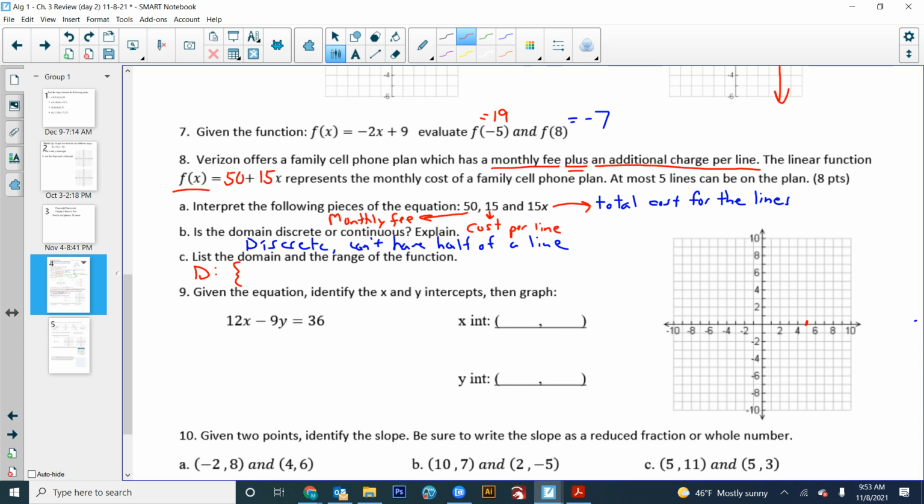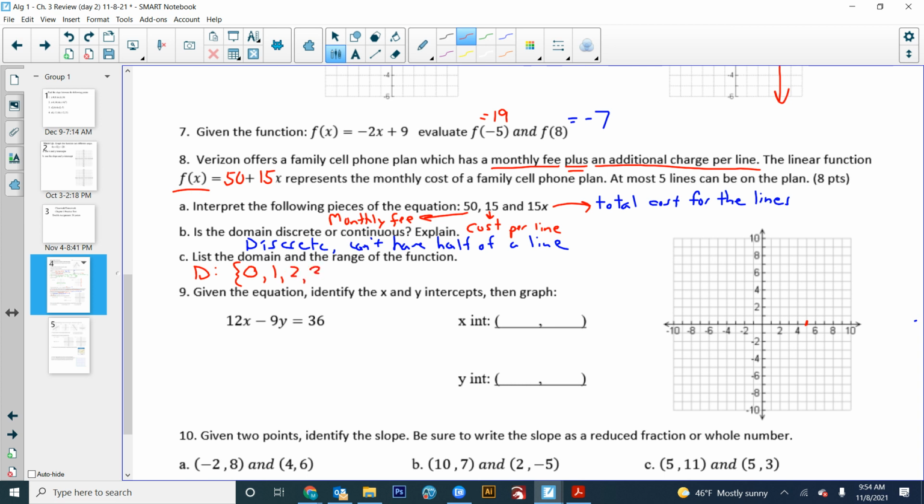I think if we're going to write a really good question, we have to say not at most 5 lines can be on the plan. I would say the teacher needs to tell you there can be from 0 to 5 lines on the plan, or 1 to 5 lines on the plan, because that's a Verizon question. Some people might say, I'm just going to get a data plan. Well, do you have to have a line of service? I don't know. So let's put 0, 1, and then what'd you say?